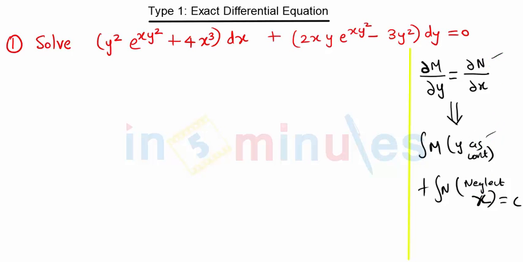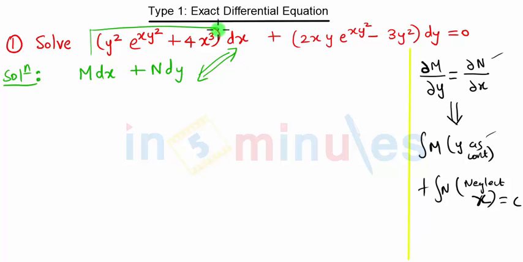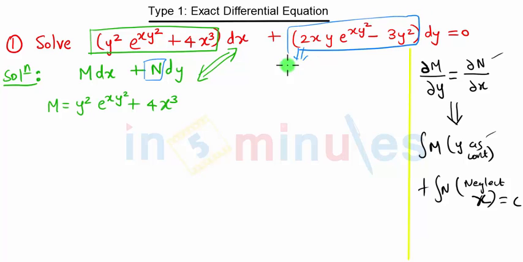So this is our question. Solve this. We need to find the solution of this equation. As you can see, this equation is of the form M dx plus N dy. As I have taught you, M will be the part of dx. So if we compare these two equations, we will get M as this value. So M is y square e^(xy square) plus 4x cube. What is N? N is the term of dy. So this value is nothing but N.